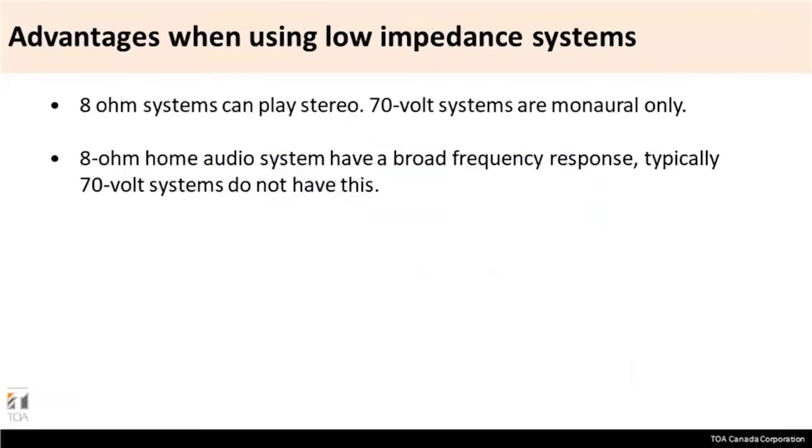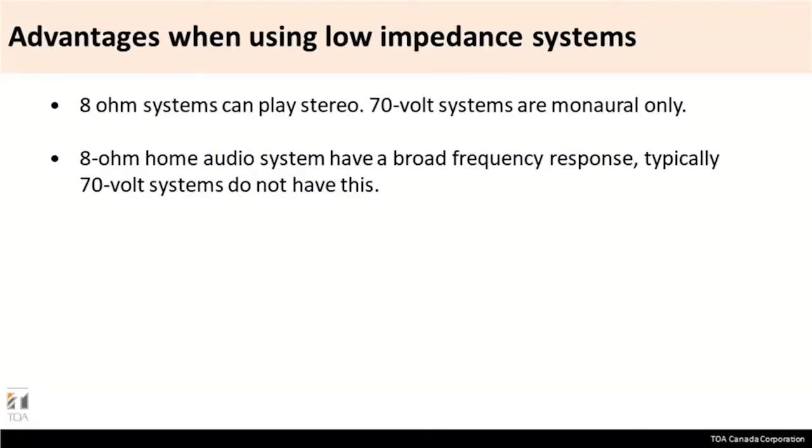All right, so advantages when using a low impedance system: like I mentioned, for stereo applications you need an 8 ohm system. When you have a turntable at your house and you want two nice bookshelf speakers or four standing speakers, you want an 8 ohm system. The two channel amplifier that you have has to be an 8 ohm system. You wouldn't get that high fidelity from a 70 volt system, and 70 volt systems are mono output only.